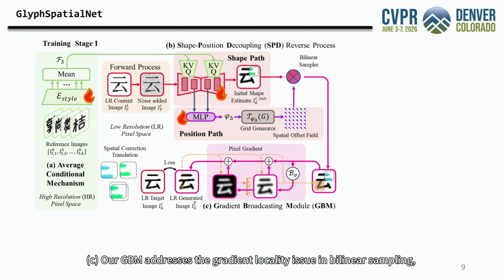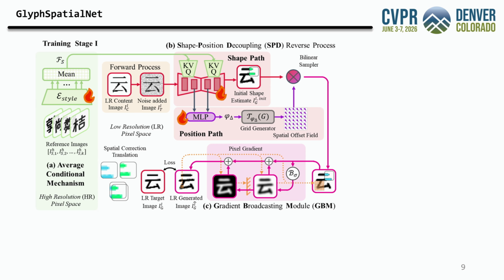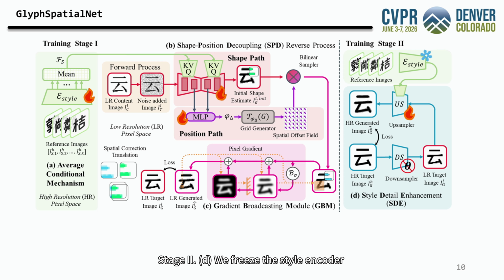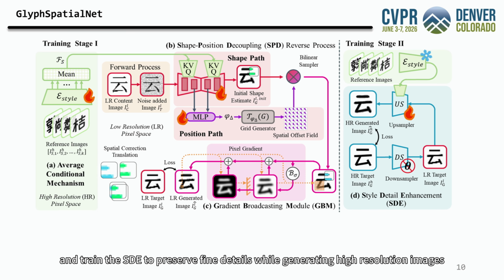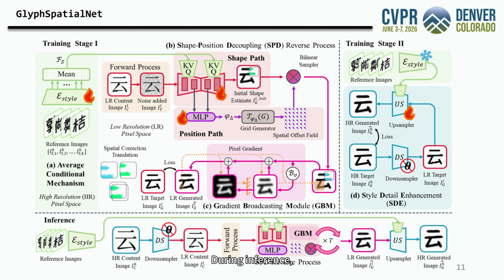C. Our GBM addresses the gradient locality issue in bilinear sampling, allowing the position path to effectively correct large spatial bias. Stage 2. D. We freeze the style encoder and train the SDE to preserve fine details while generating high-resolution images. During inference, we combine the components of both stages to obtain high-resolution target images.